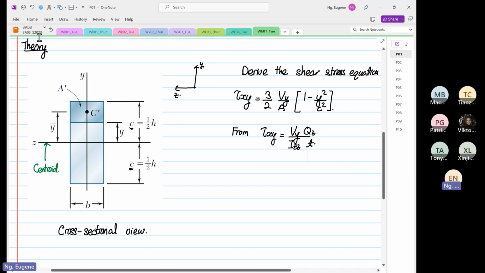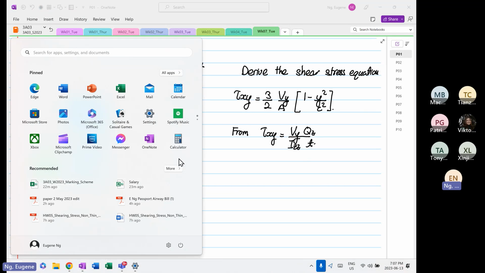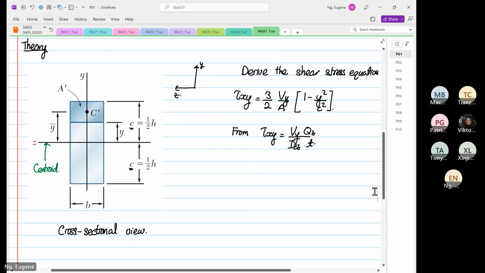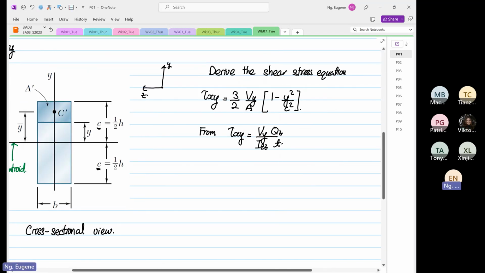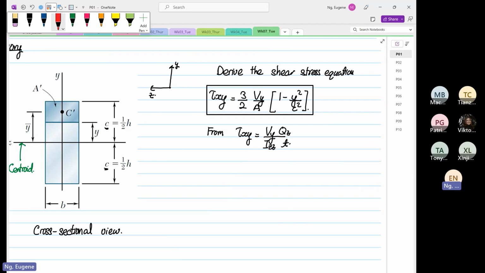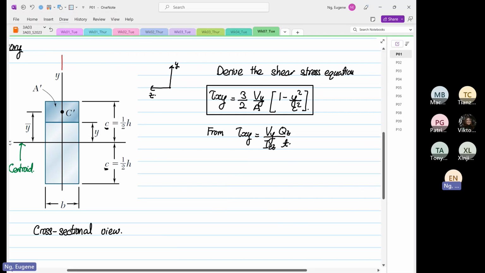Before I go on, I need to do a setting change. I do apologize. The reason why we are going to derive this relationship that I'm going to put in a box is we need to specify some rules that we need to use when analyzing the shear stress, or the shear force inducing the shear stress. First of all, I'm going to construct our Vy. This is the direction of our Vy.